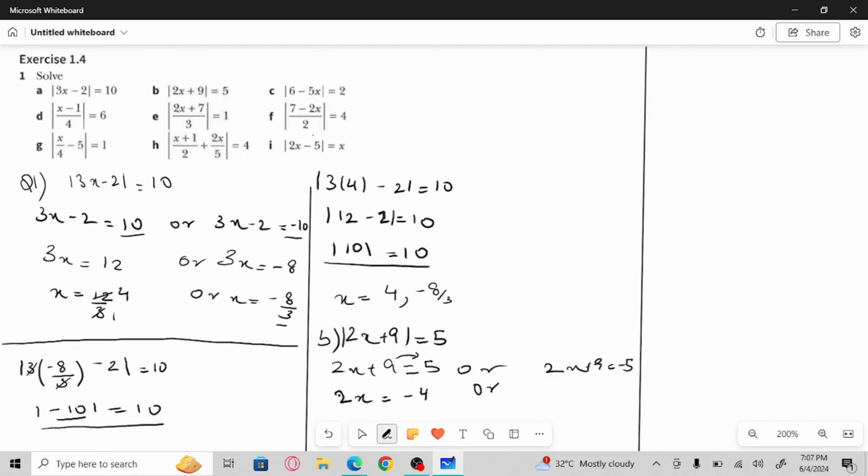Or 2x is equal to minus 5 minus 9, because 9 is going there. So minus 5 minus 9 is equal to minus 14. So now x is equal to negative 4 upon 2, which becomes negative 2, actually. Or x is equal to minus 14 upon 2, which becomes negative 7, sorry. So again, we have to check these values. Input the value in the question's equation.